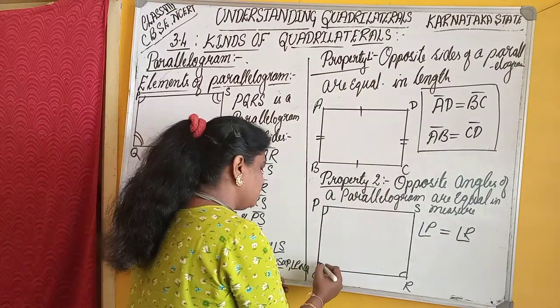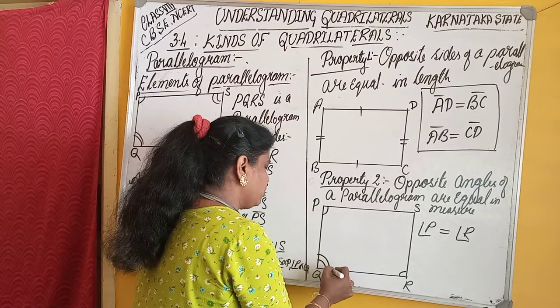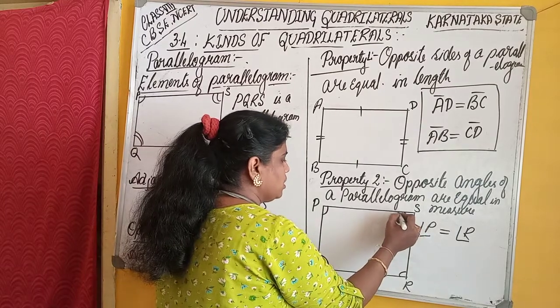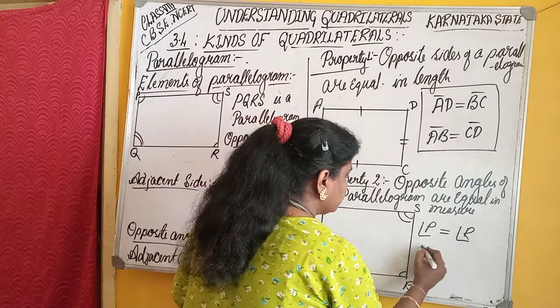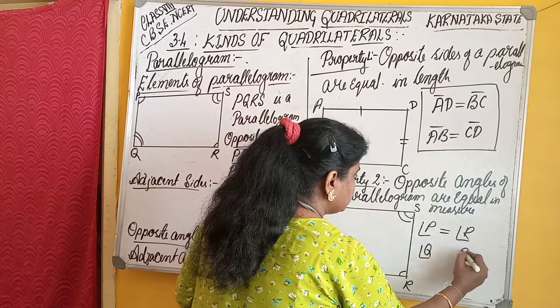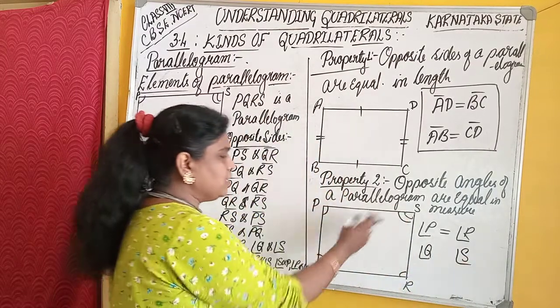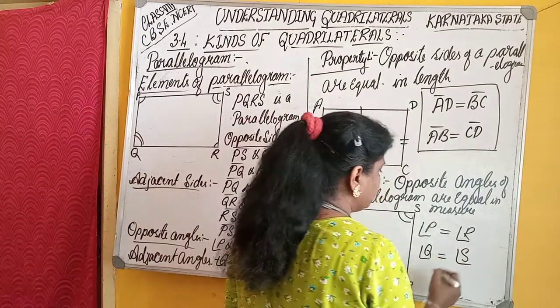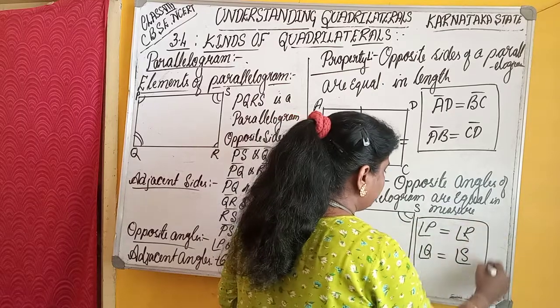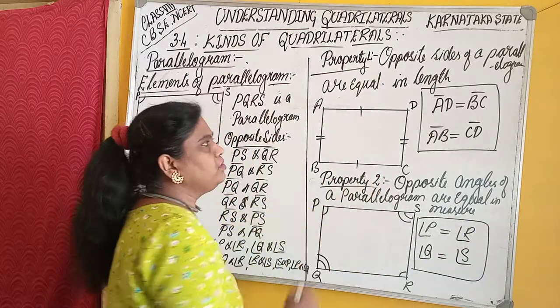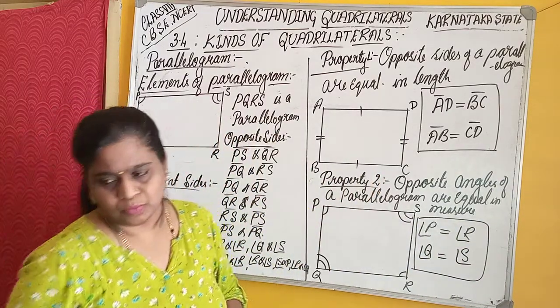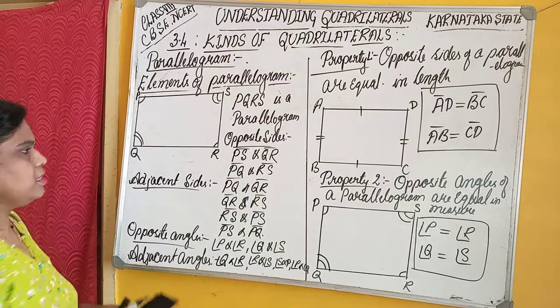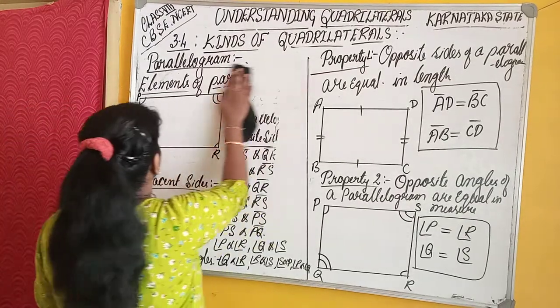And here also, angle Q and angle S are opposite angles of a parallelogram. Therefore, these two angles are equal in measure. This is according to property 2. Now let us study property 3 and property 4.